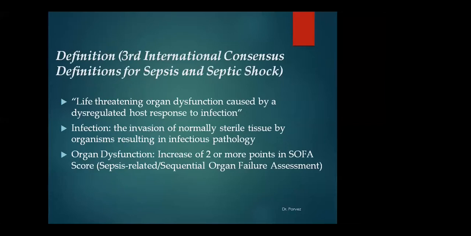So by the definition of the Third International Consensus Definition for Sepsis and Septic Shock, it's a life-threatening organ dysfunction caused by a dysregulated host response to infection. The definition of infection is any invasion of normally sterile tissue, like urine, CSF, or lung, by organisms resulting in infectious pathology. And organ dysfunction is an increase of 2 or more points in SOFA score.